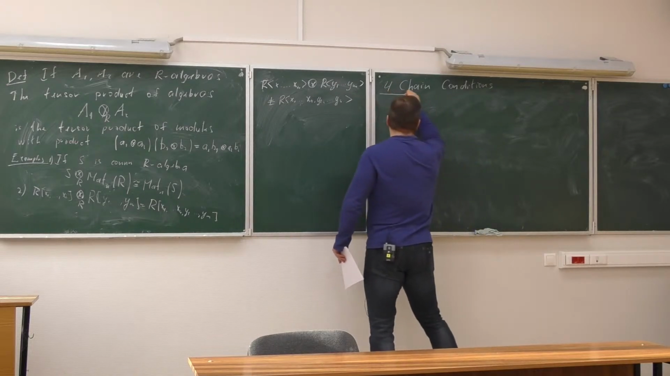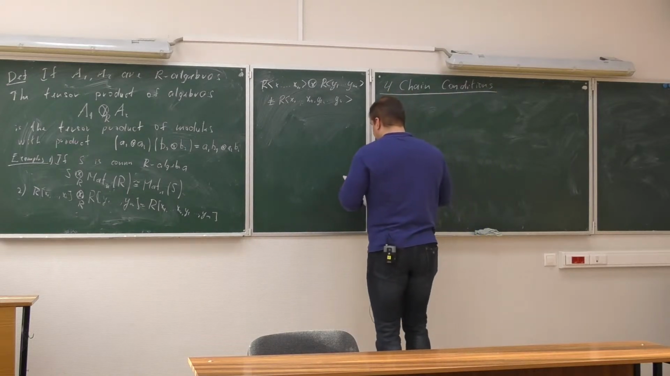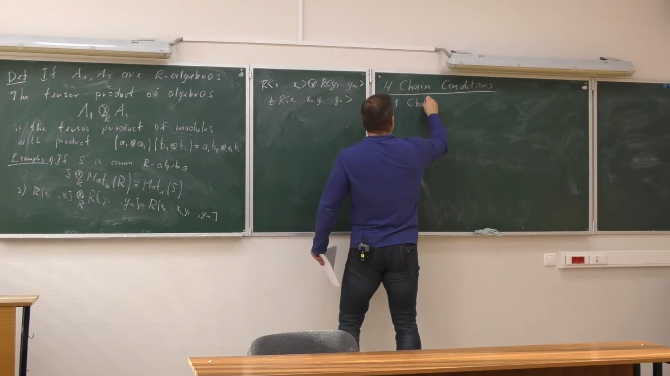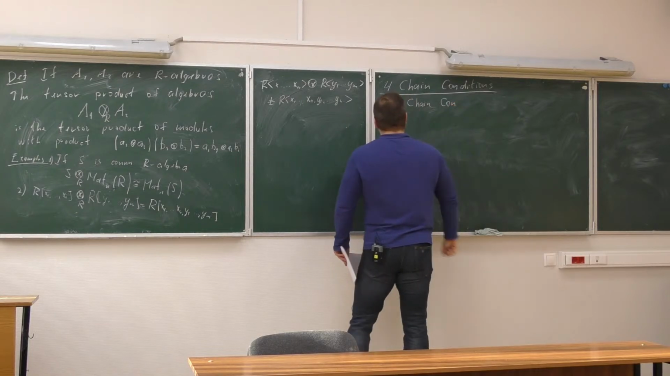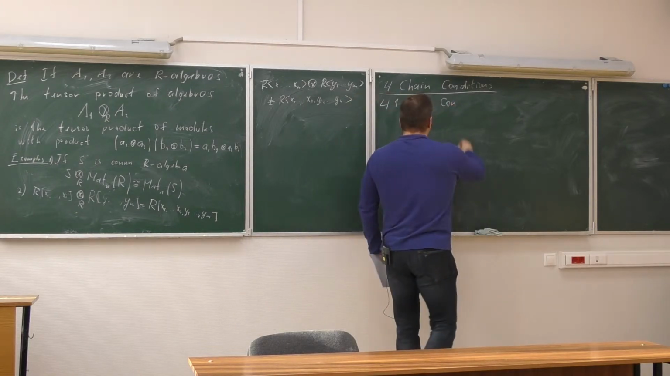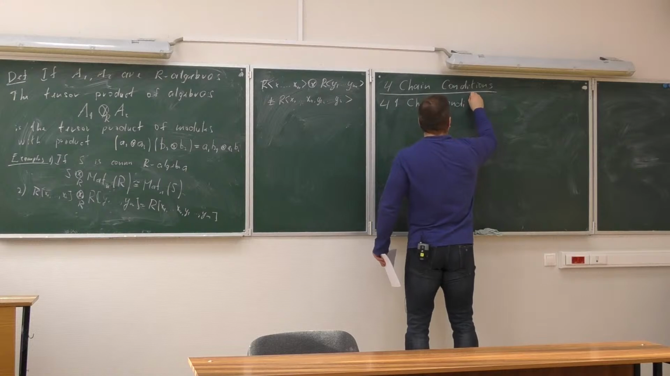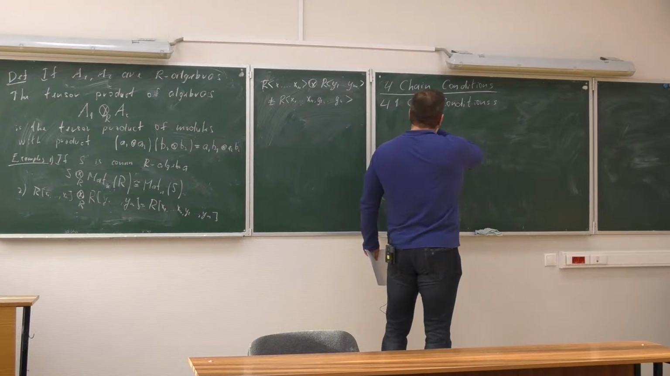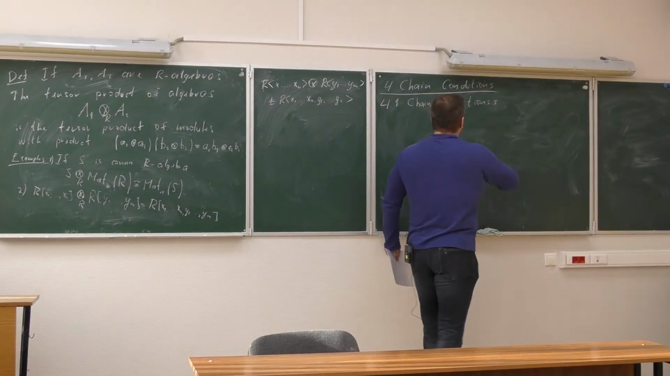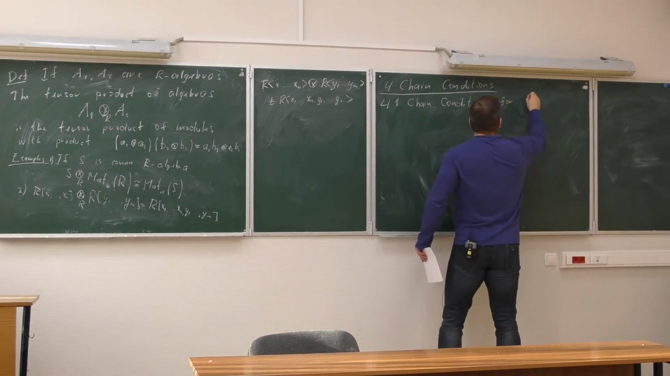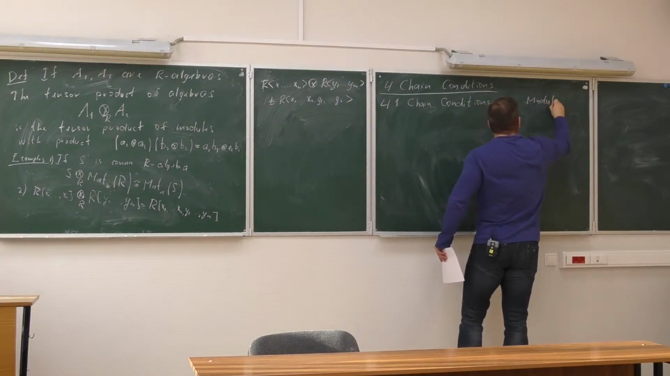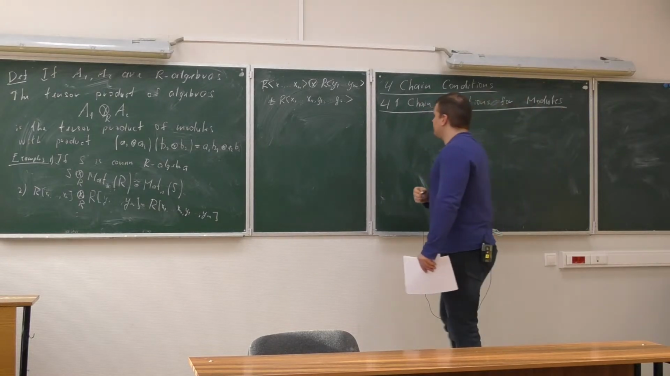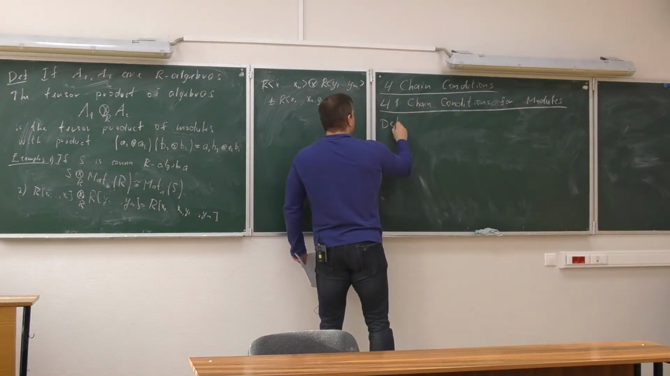So chain conditions. So first section, chain conditions on modules. So there are chain conditions for modules and for rings. So first we're going to concentrate on the case of modules. Chain conditions for modules. So what are chain conditions?